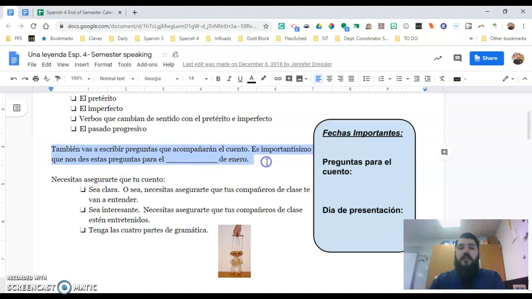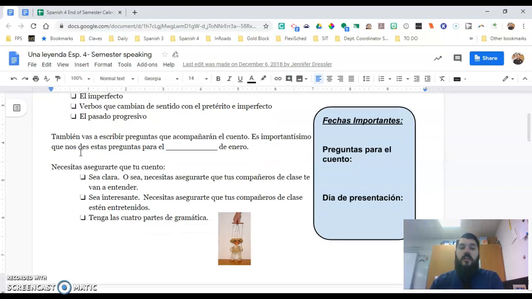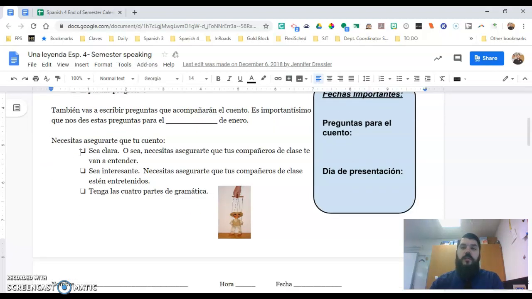This part, I'm not 100% sure that we're going to be doing. It says you're going to write some questions for other people in the class to ask you or try and answer. I'm not sure if we're doing this or not. I will get back to you guys on that piece, but you could at least start thinking about what you want to do for retelling your story.